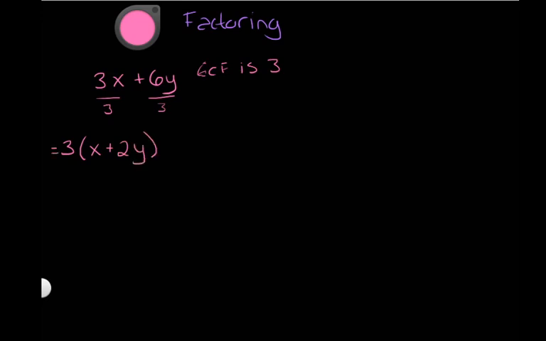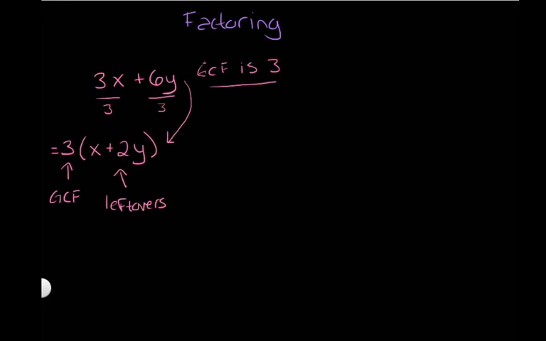Okay, so we have factored this into this. We've pulled out the greatest common factor, which was 3, and the bracket shows what's left over. So this is my greatest common factor. This is the leftovers. Okay, let's do another example. Change colors. We'll go over here.